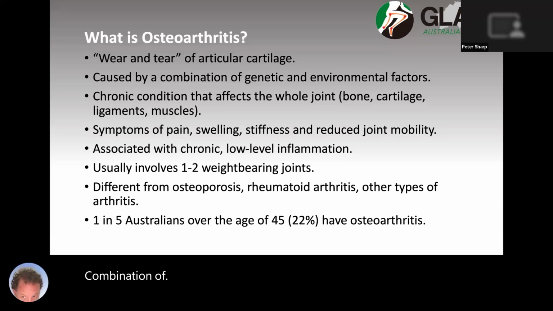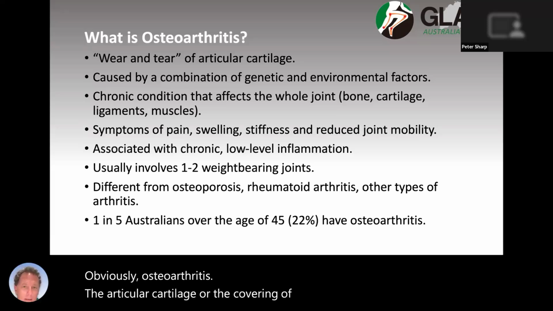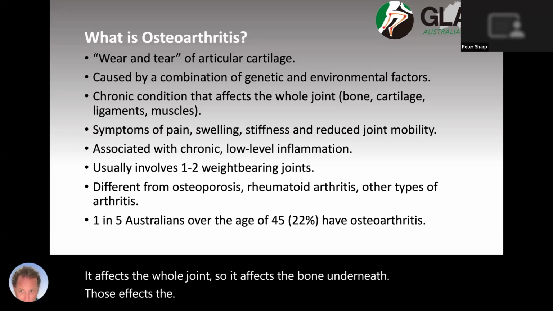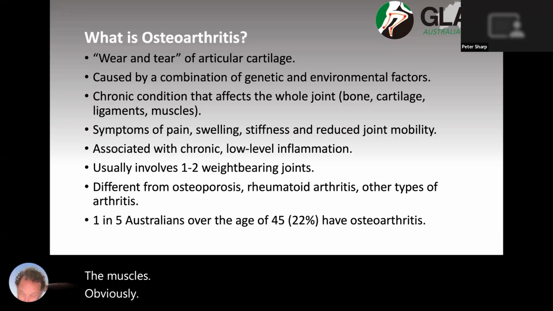So obviously osteoarthritis is mainly about the articular cartilage or the covering of the bones, but it affects the whole joint. So it affects the bone underneath the cartilage, it affects the ligaments around the cartilage, it affects the muscles. Obviously, the common symptoms of osteoarthritis are pain, swelling, stiffness, and reduced joint mobility.